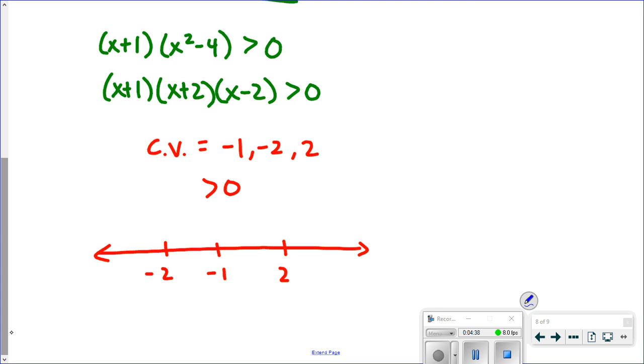All right, so knowing that, negative 1 makes the polynomial 0, negative 2 makes the polynomial 0, and 2 makes the polynomial 0. So is 0 greater than 0? No. So at all of these critical values, it's false. Which means on the number line that shows up like an open circle. Okay, now let's test each interval that we have.